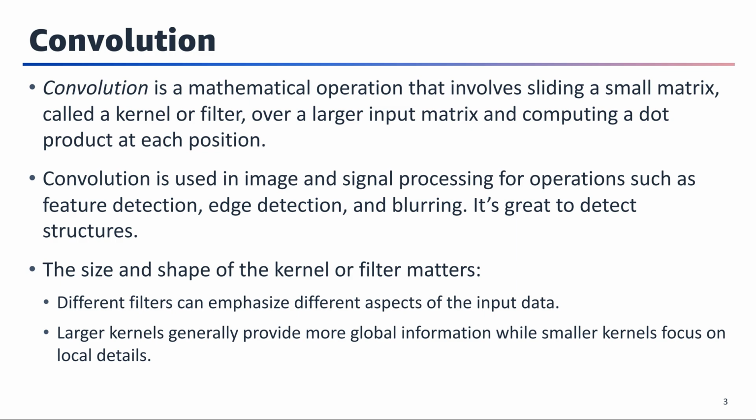The size and shape of the kernel or filter play a crucial role in the convolution process. Different filters can emphasize different aspects of the input data. Larger kernels generally provide more global information, capturing broader patterns and structures, while smaller kernels focus on local details and fine-grained features.